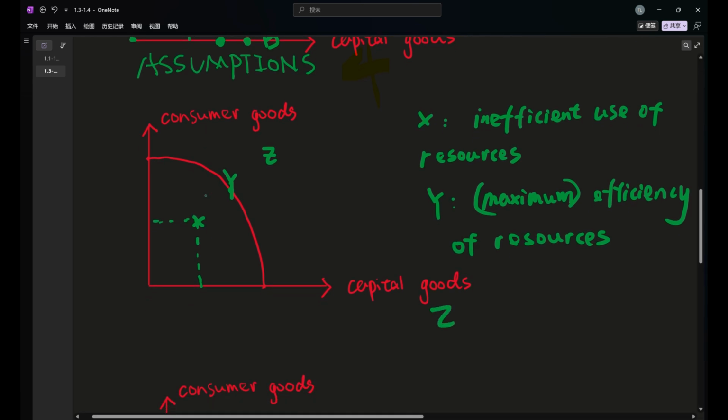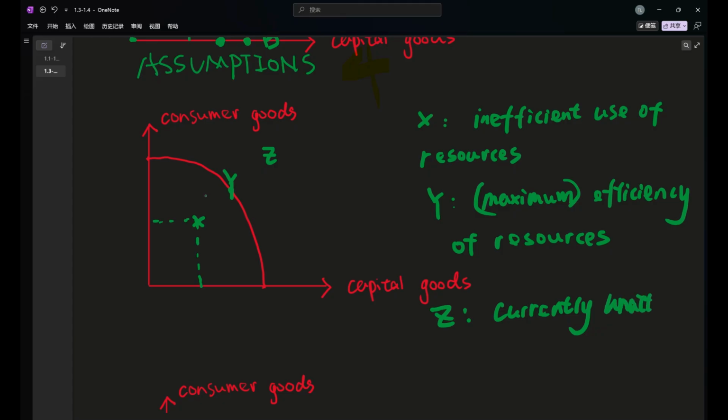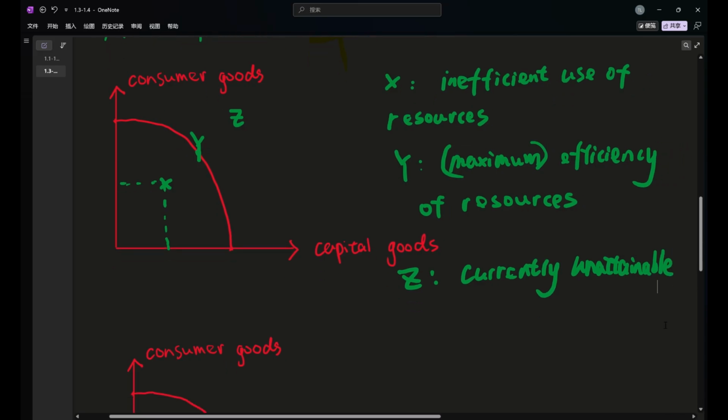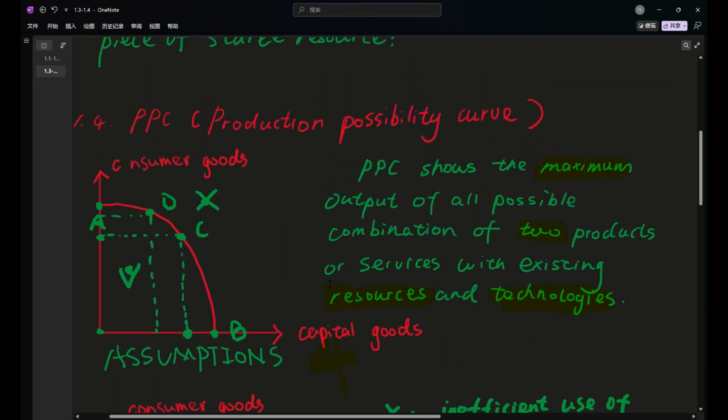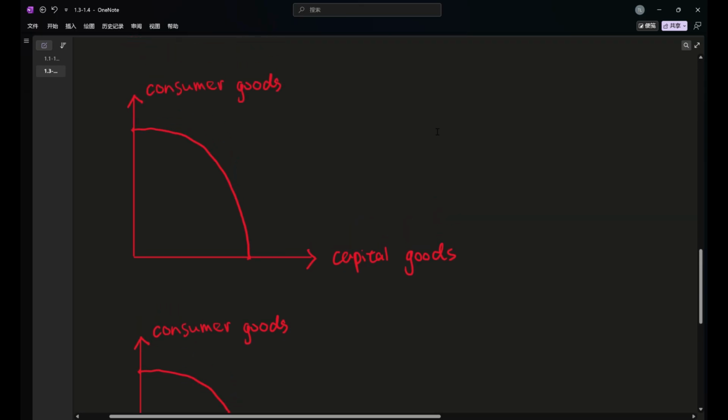What about Z? So you know, at the Y point, you use everything. So of course, Z point is something, a projection you cannot reach. So Z stands for currently unattainable. Currently unattainable point. Is that clear? It is currently unattainable. So we finish this first thing, and we are going to learn about the change in the production possibility curve.